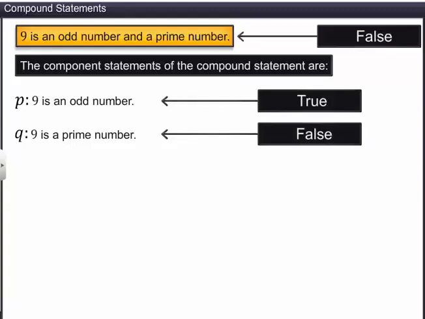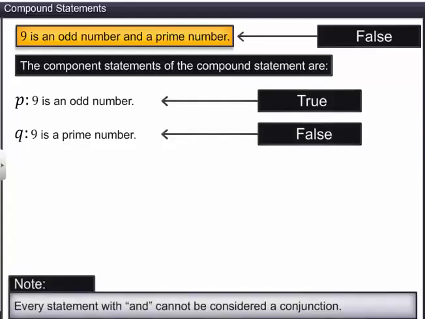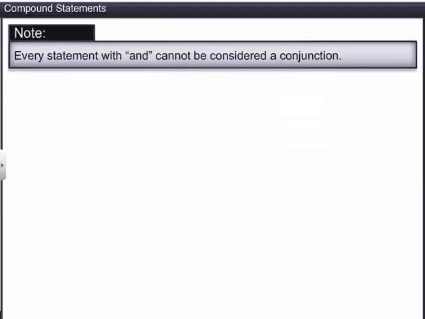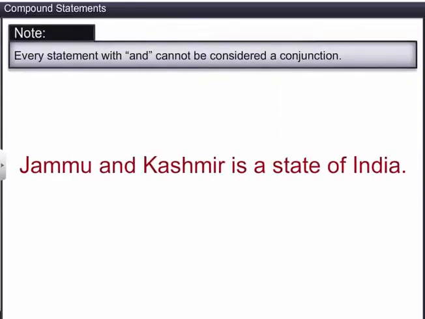Please remember that every statement with the word and cannot be considered a conjunction. For example, Jammu and Kashmir is a state of India. In this statement, the word and is used to combine two words and not two statements. Therefore, the given sentence is a statement but not a conjunction.